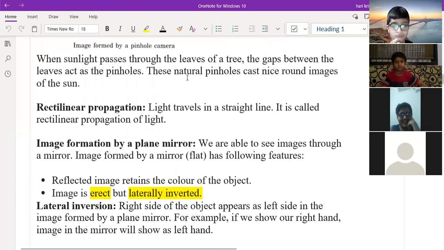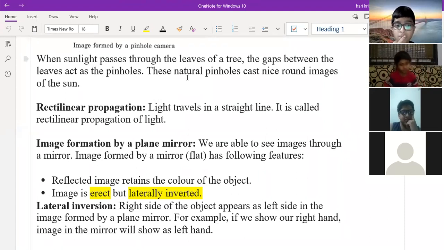Yeah. So the next one is rectilinear propagation. What is the meaning of rectilinear? Linear means what? Straight line. So light always travels in a straight line. If any obstacle comes in between, it will deviate and again go in a straight line itself, in whatever angle it is.